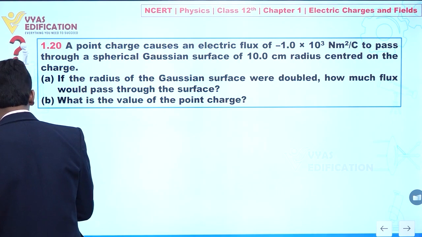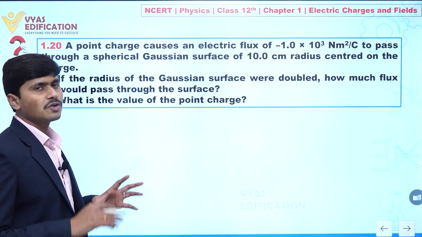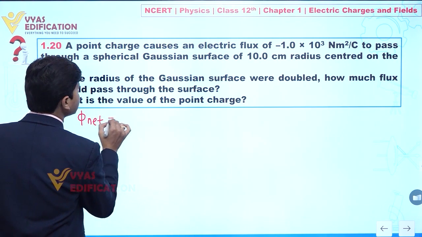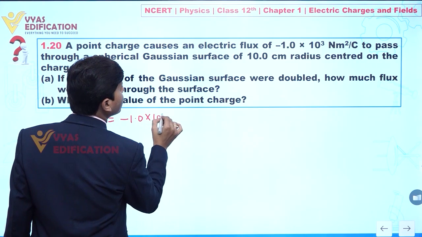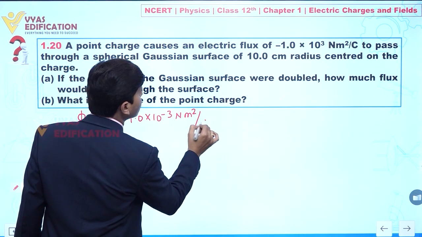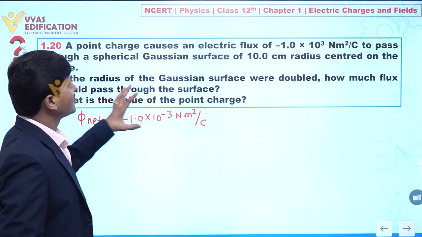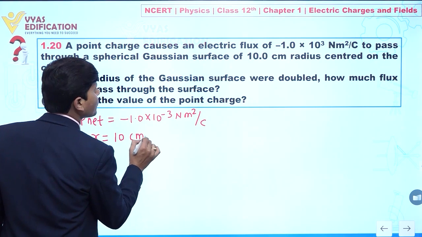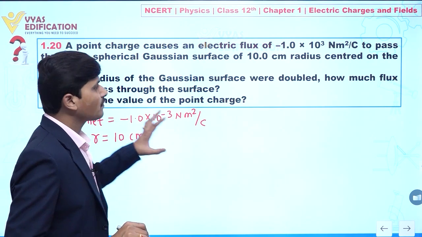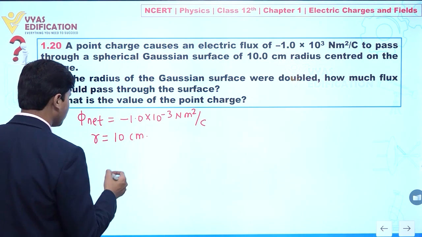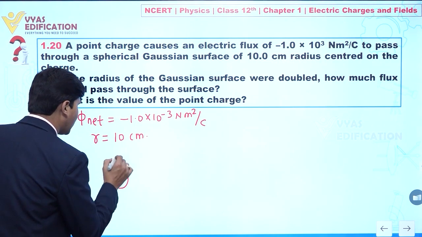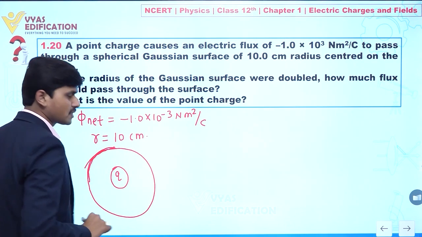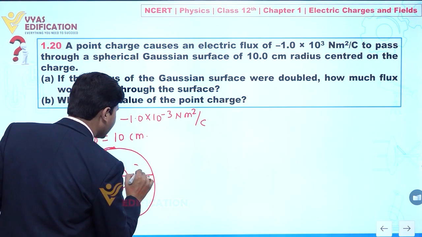So now concentrate on the screen. A point charge causes a flux, and the value of flux is given. This is negative 1.0 × 10^3 Newton meter square per coulomb. Now the spherical Gaussian surface has a radius of 10 centimeter. If the radius of the Gaussian surface were doubled, let's suppose we have a point charge, and let's suppose this is the Gaussian surface. At this time we have radius r.